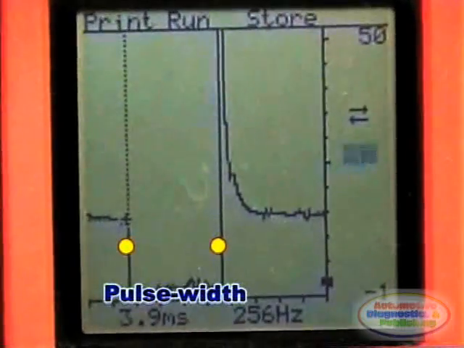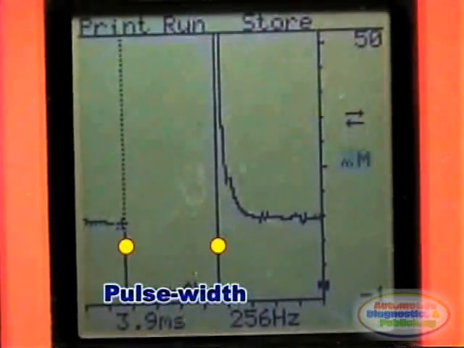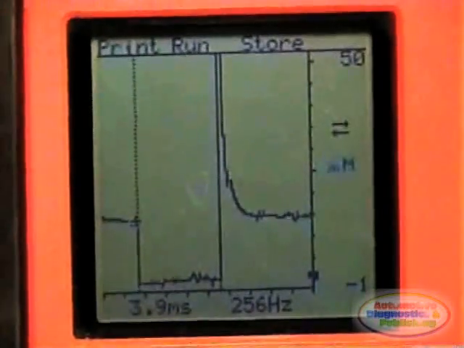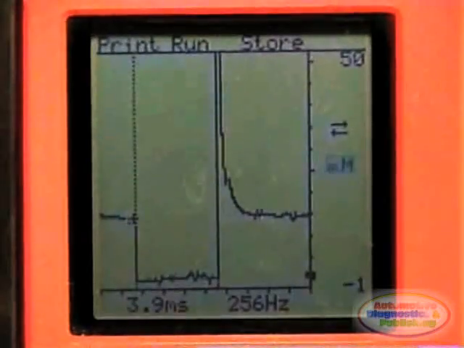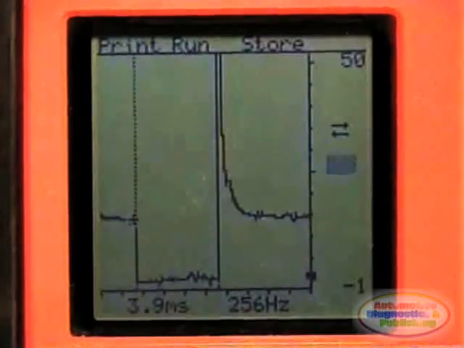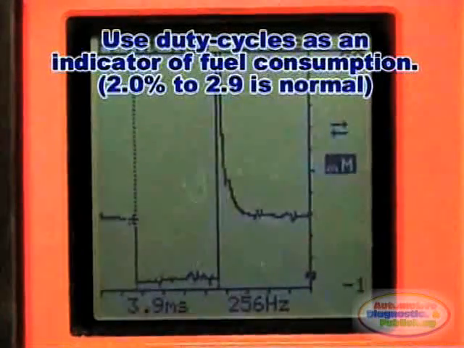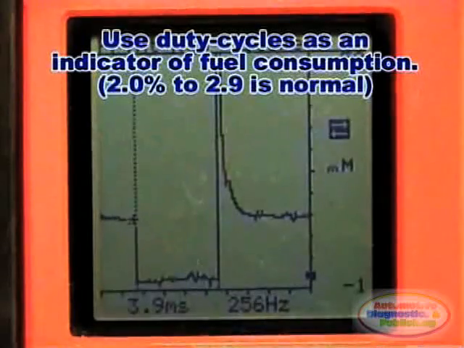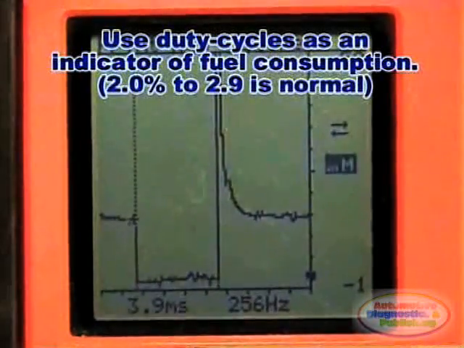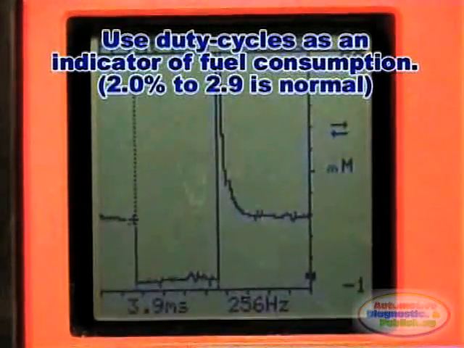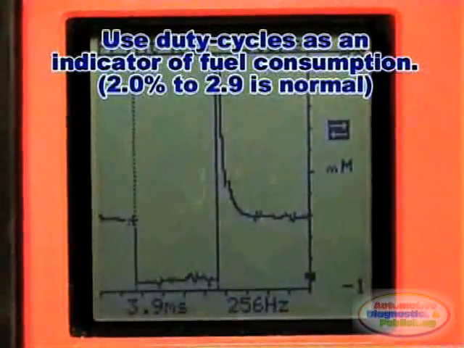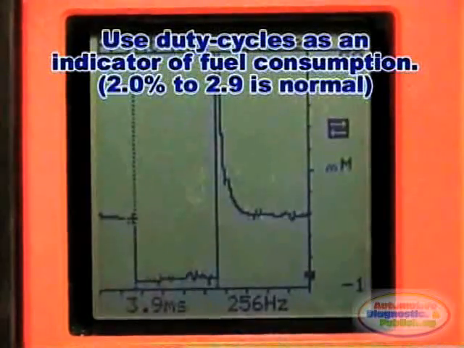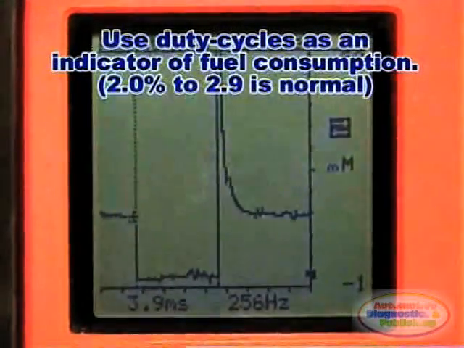Here we see that the injector pulse width is at 3.9 milliseconds. Remember not to use the injector pulse width as an indicator of fuel delivery. This pulse width is not going to change throughout the different RPM range. But it could be used as a general indicator for fuel delivery. However, always use duty cycles as the main indicator for fuel delivery on an engine. You would never know whether the engine is running rich or lean by looking at the pulse width alone. You could have an idea if the fuel control is way off, but not with pinpoint accuracy.